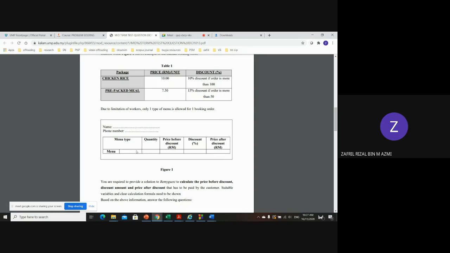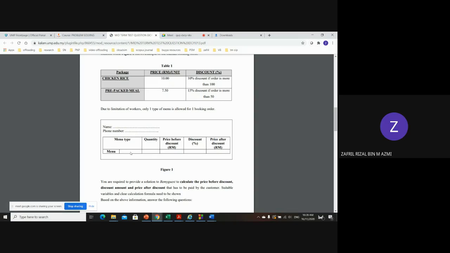So if you see a form, it is either input or output. Okay, so we already identified two inputs. So menu, if the user needs to choose a menu, they can choose between what? Chicken rice and pre-packed meal. Okay, there are only two menus, right? So menu, what is the variable? Menu is the variable. Okay.